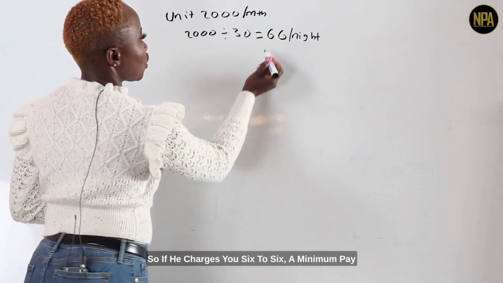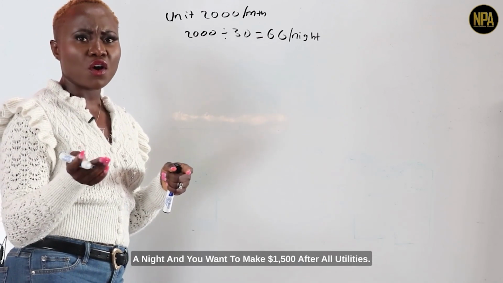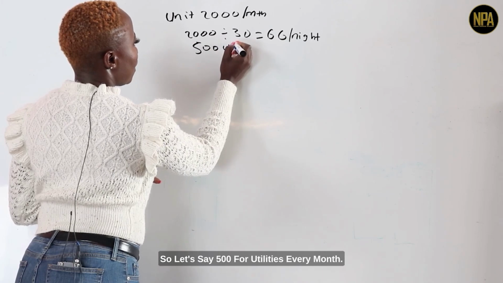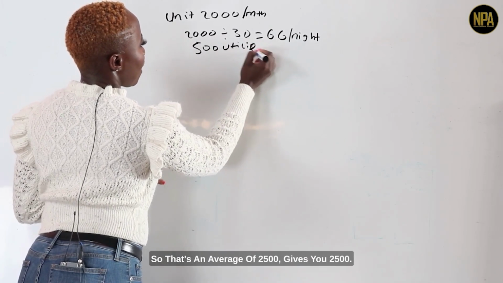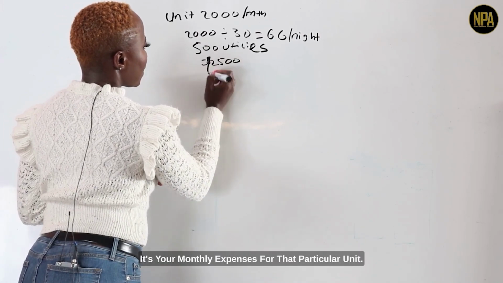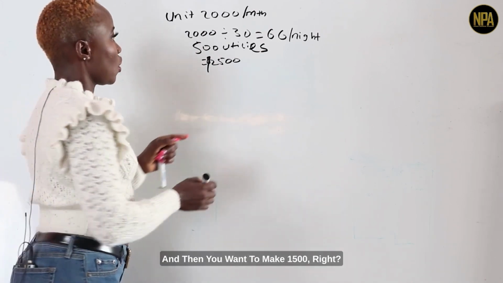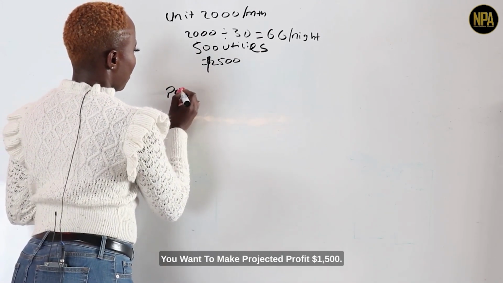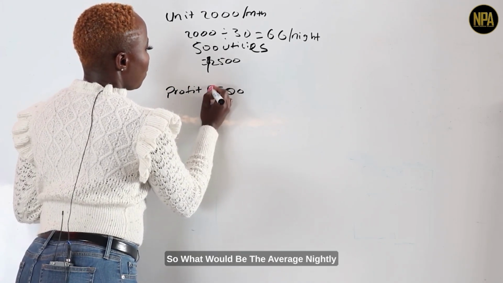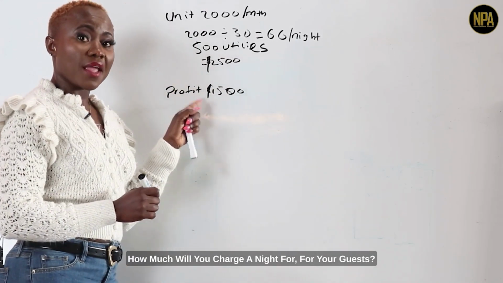So if he charges you a minimum of $66 per night and you want to make $1,500 after all utilities, let's say $500 for utilities every month, then $2,500 is your monthly expenses for that particular unit. And then you want to make a projected profit of $1,500. So what would be the average nightly rate for you to make this profit? How much will you charge a night for your guests?